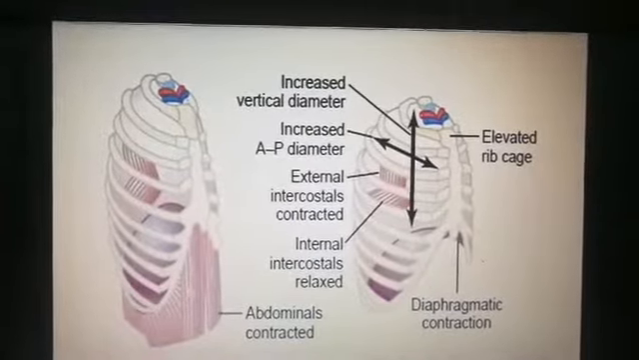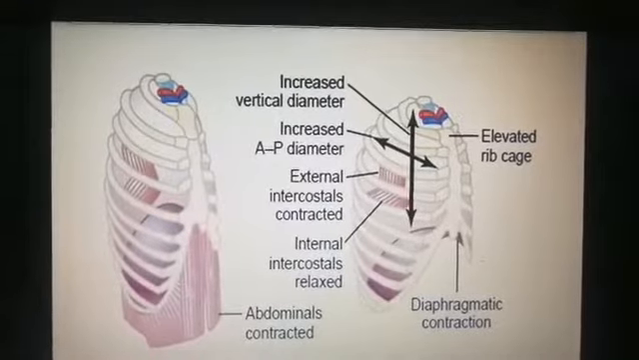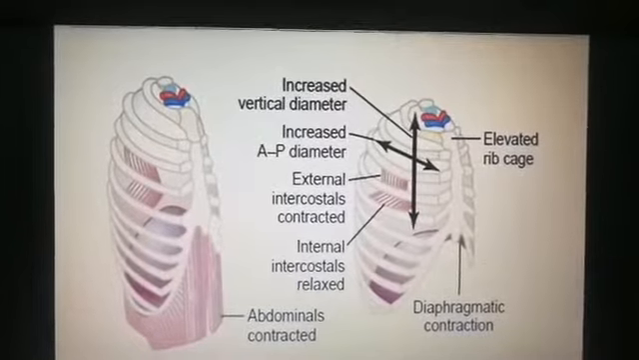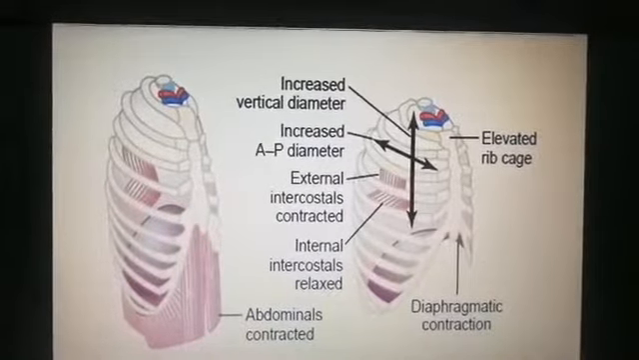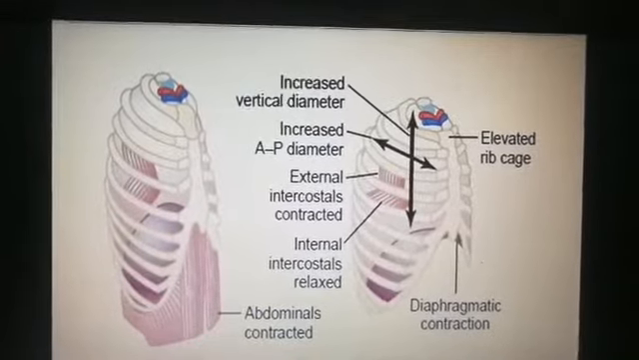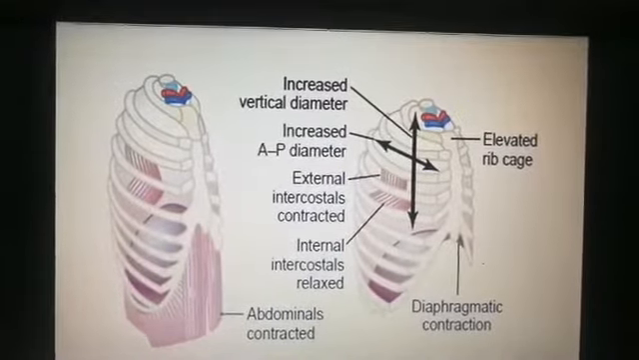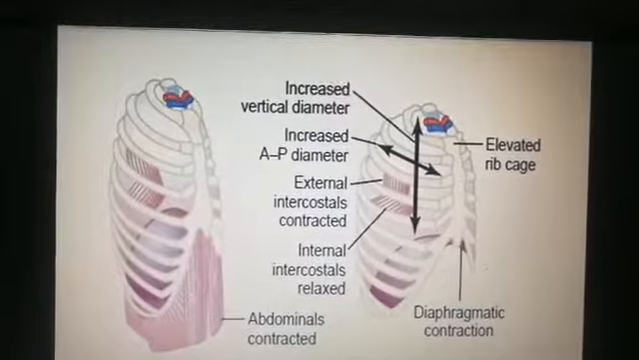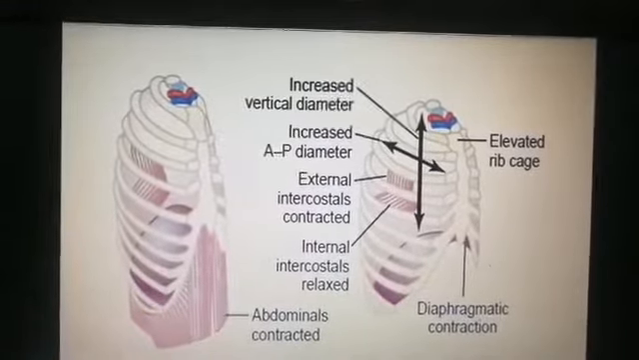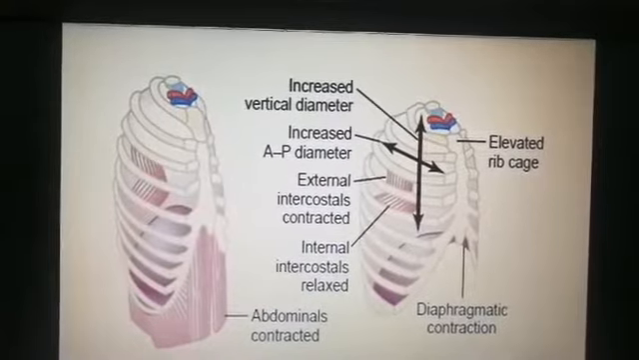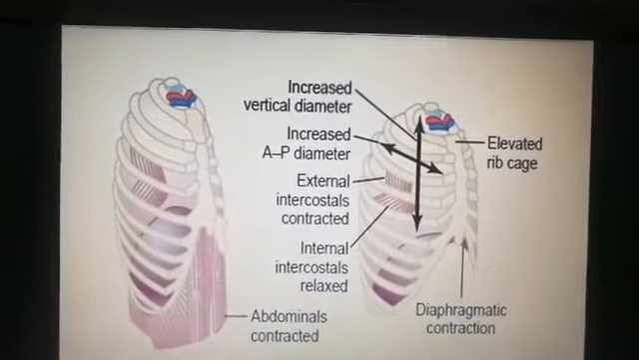You can see here the anterior-posterior diameter and vertical diameter. Below is the diaphragm in a dome-shaped pattern. In the left diagram, when the diaphragm is relaxed, it is more dome-shaped, and there is a decrease in the vertical diameter of the chest cavity.